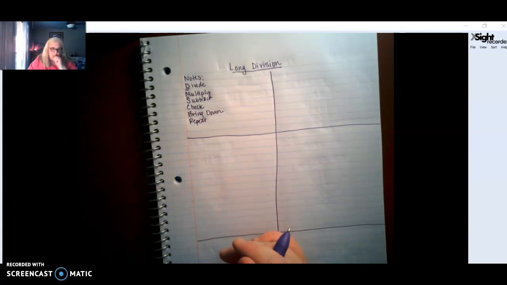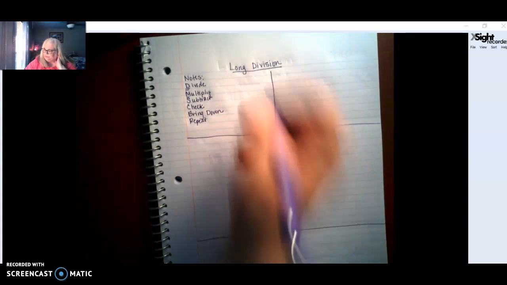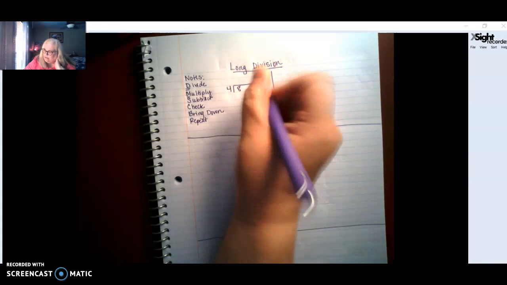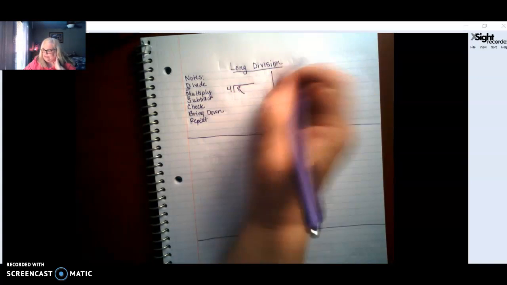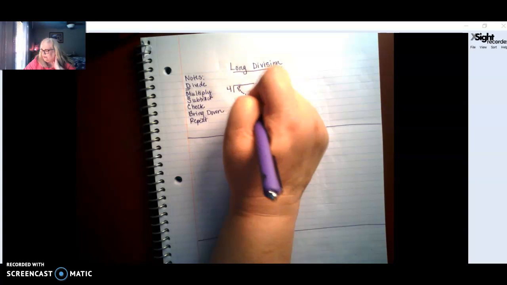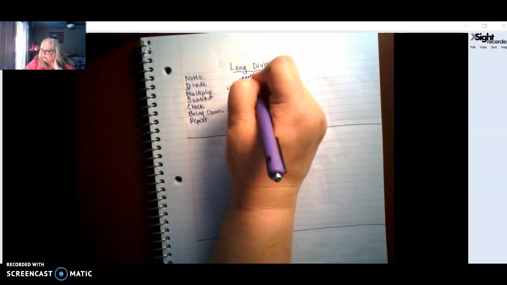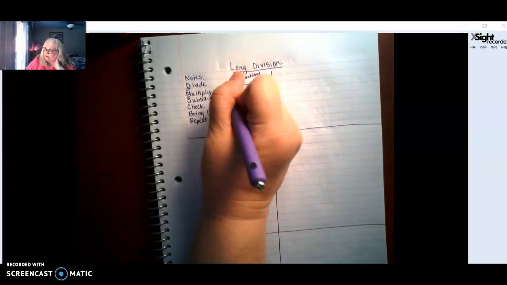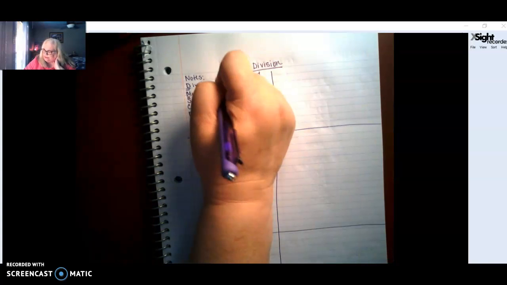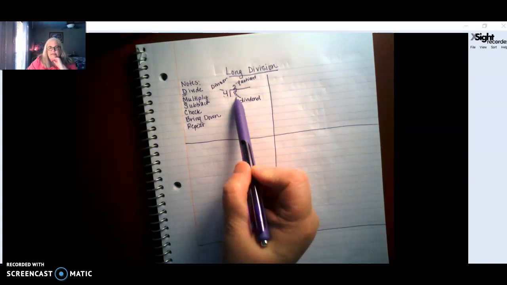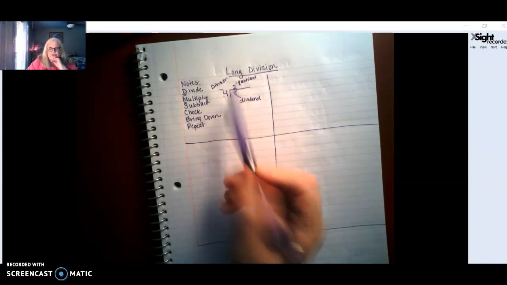Just a little vocabulary reminder. If this is my division problem, this number inside the house, the 8, is called the dividend. The 2 up top is called the quotient. And the 4 on the outside is called the divisor. So very important vocabulary words. Divisor on the outside. Dividend is inside the house. And our quotient is our answer.